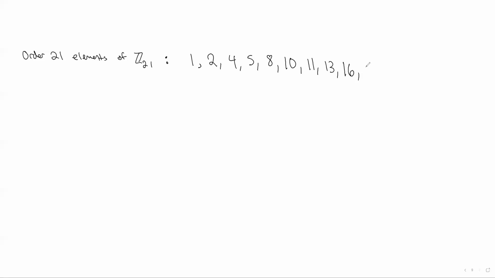How do I get order 21? So the order 21 elements of Z21, they're all the elements that are relatively prime to 21. They have no common factors with 21. So that's 1, 2, 4, 5, 8, 10, 11, 13, 16, 17, 19, and 20.